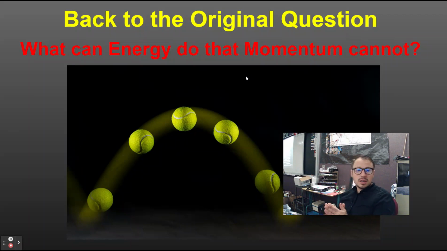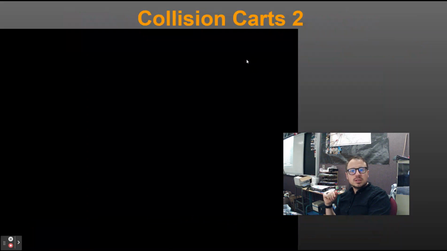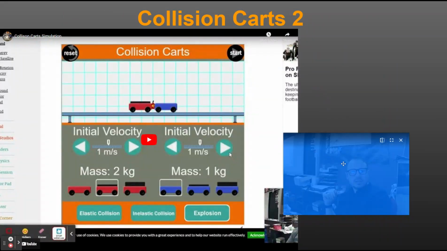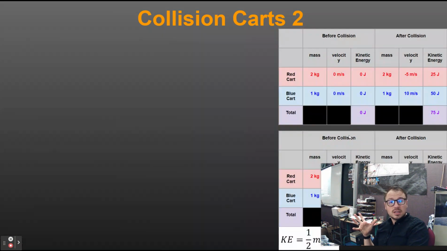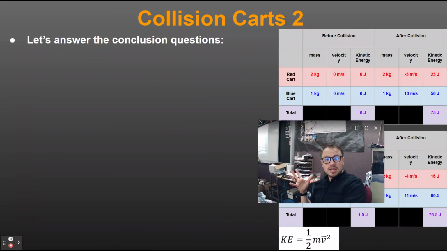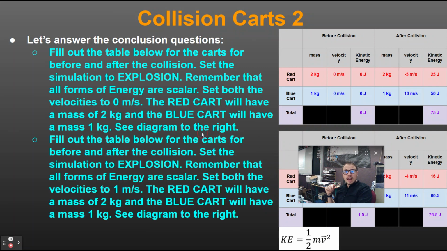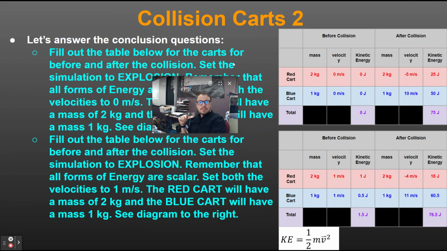Now, last thing we want to talk about is why energy. Why do we need energy? What can energy do that momentum cannot? So in order to answer this question, we did collision carts too. Now, we've already done this lab, and we did the exact same scenario, except instead of calculating the total momentum of both carts before and after each collision, we calculated the kinetic energy of the combined carts before and after the collision.